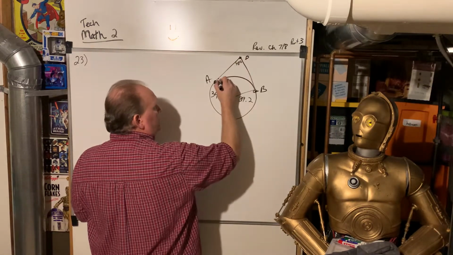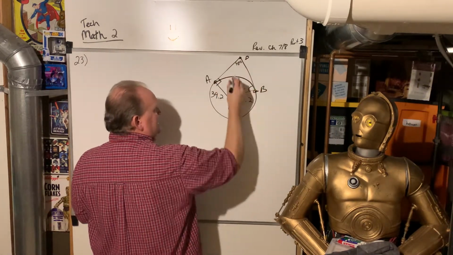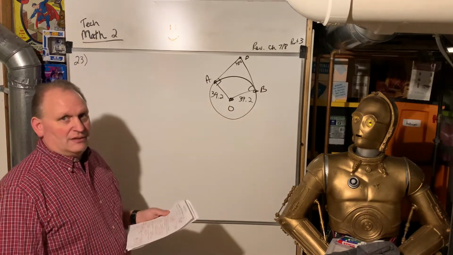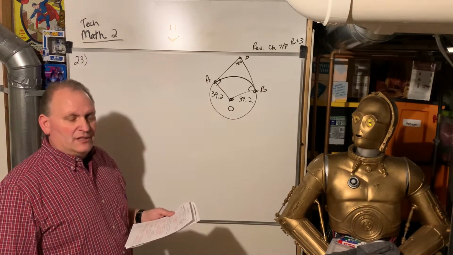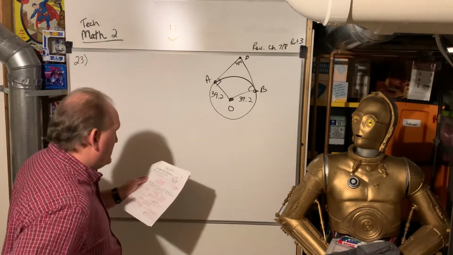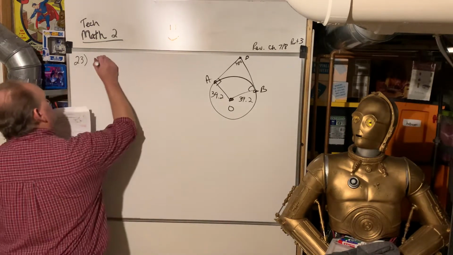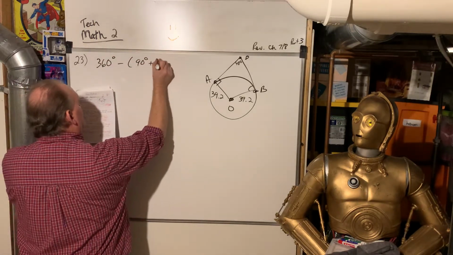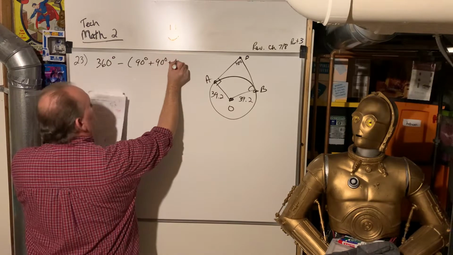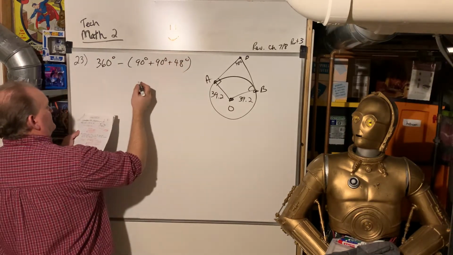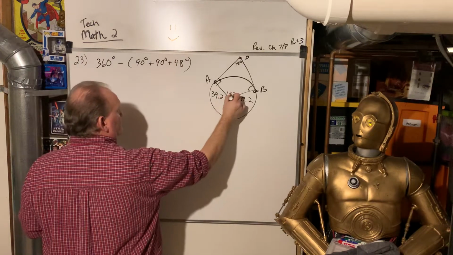Well, if we know this is 90 and this is 90 and that's 48, it has to add up to 360 total. Triangles add up to 180 total interior angles. Quadrilaterals, any four-sided figure, have to add up to 360. So you do 360 minus the quantity 90 plus 90 plus 48. And so that is 132 degrees.